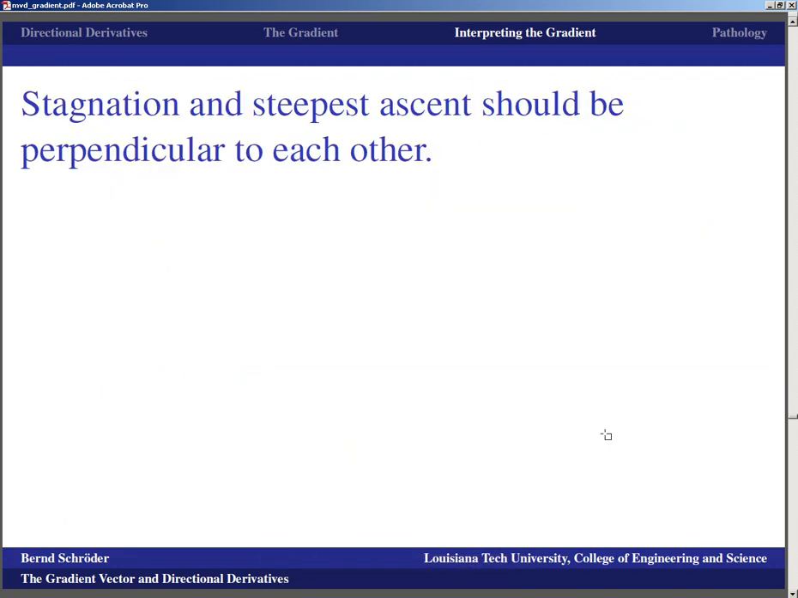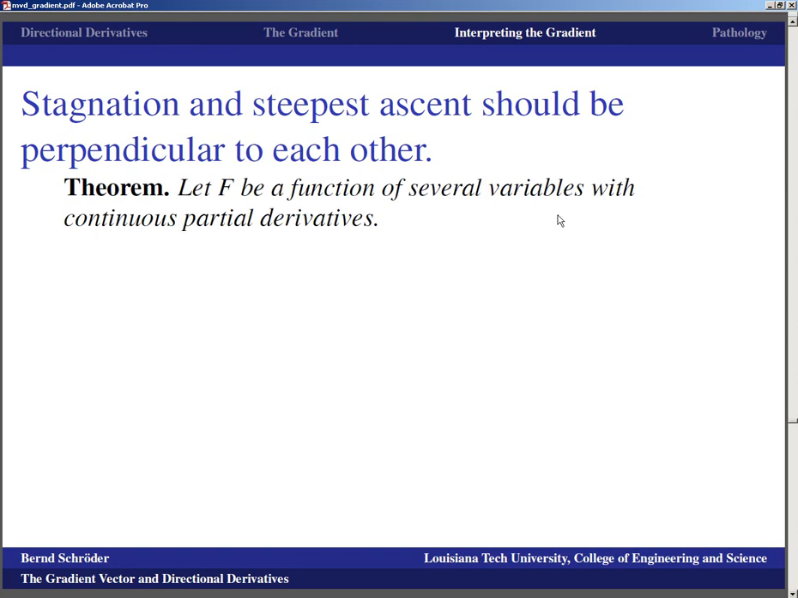And, well, we keep interpreting the gradient, and if you're looking at it another way, basically steepest ascent and stagnation are perpendicular concepts to each other. Stagnation is exactly the opposite of steepest ascent, right? So they shouldn't have in any way common directions. And so if we want to look at it in the following way, we have a theorem. If you have a function of several variables with continuous partial derivatives, and we keep demanding continuous partial derivatives so we can apply the chain rule in the form that we have already derived.